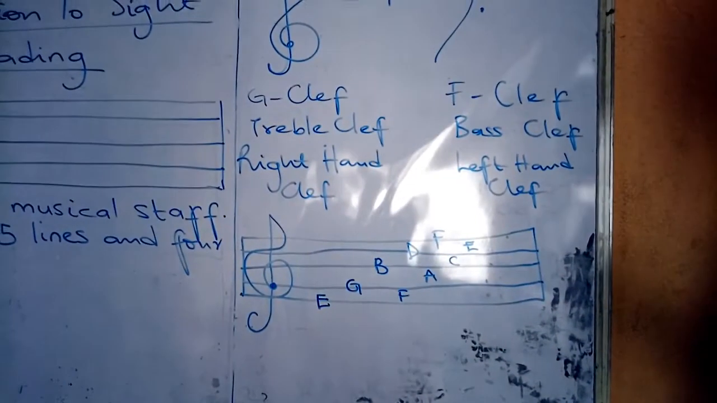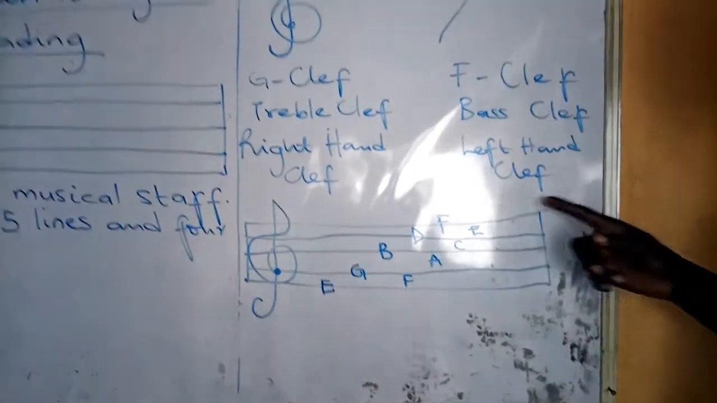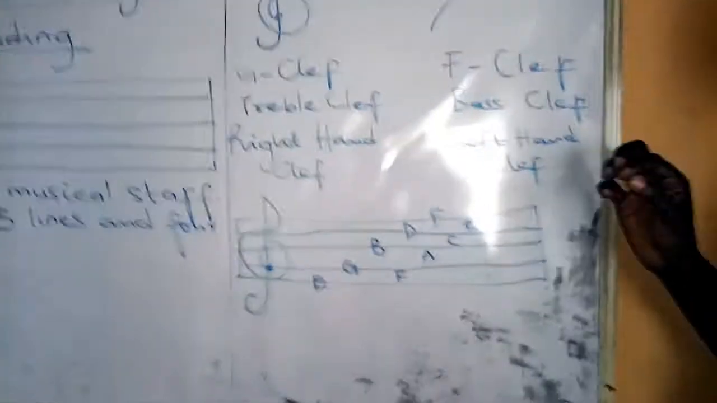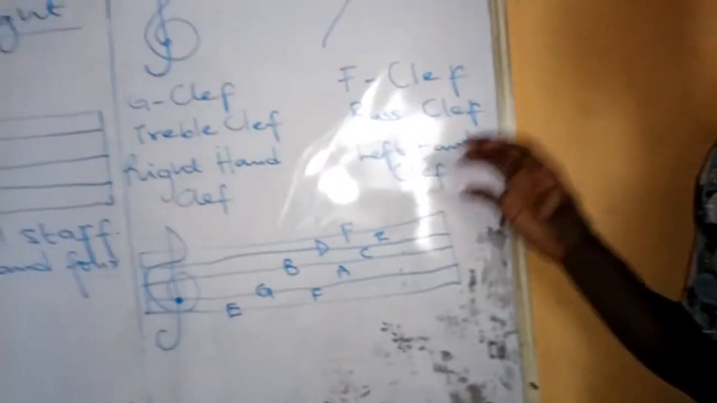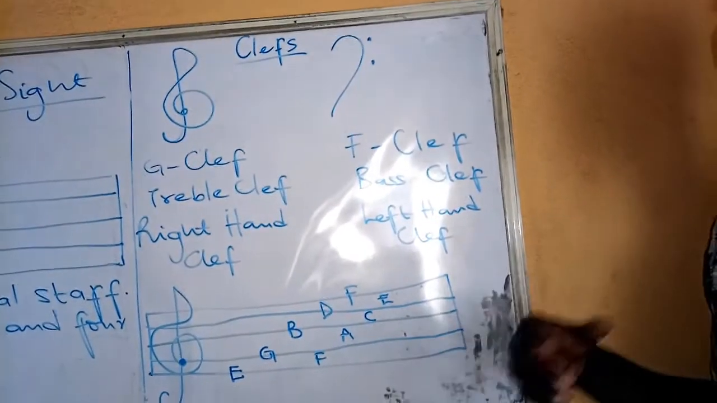So in our next class, we'll be looking at the F clef. And after dealing with the F clef, we'll look at the notes in music that make up what we judge as the general rhythm, the overall rhythm, and their duration.